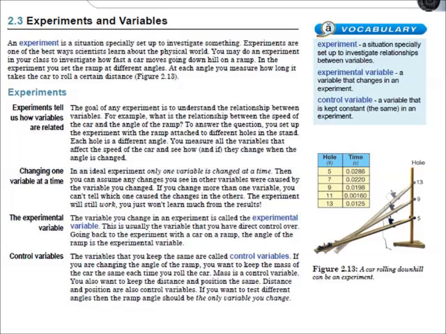2.3 Experiments and Variables. An experiment is a situation specially set up to investigate something. Experiments are one of the best ways scientists learn about the physical world. You may do an experiment in your class to investigate how fast a car moves going downhill on a ramp. In the experiment, you set the ramp at different angles. At each angle, you measure how long it takes the car to roll a certain distance.